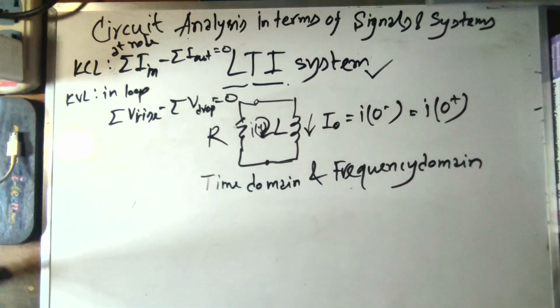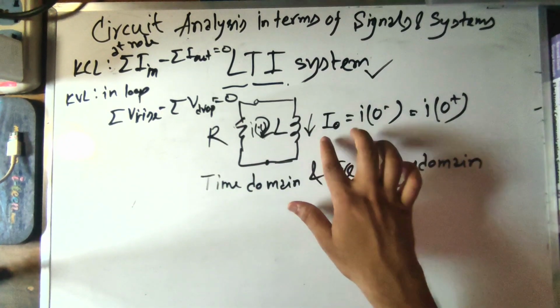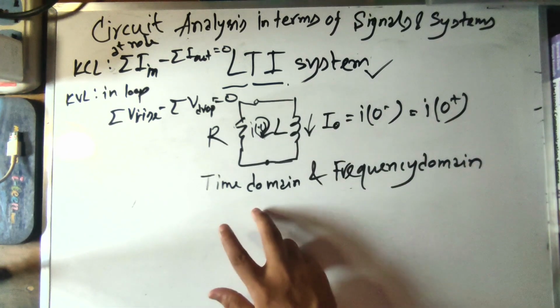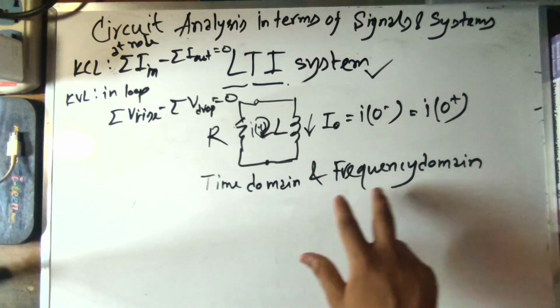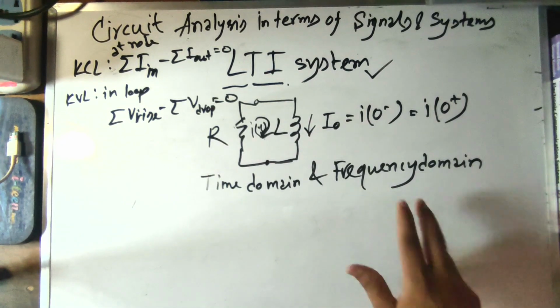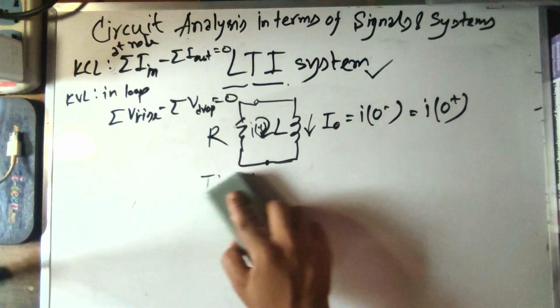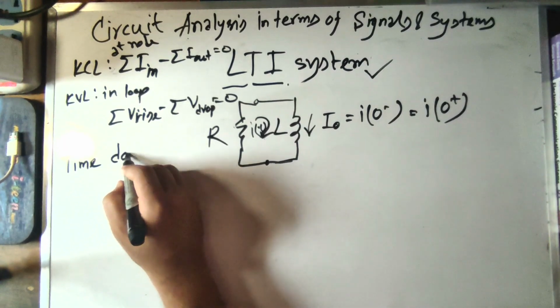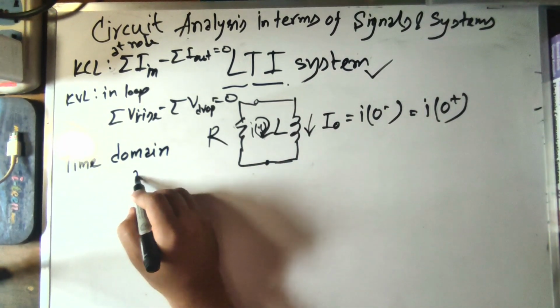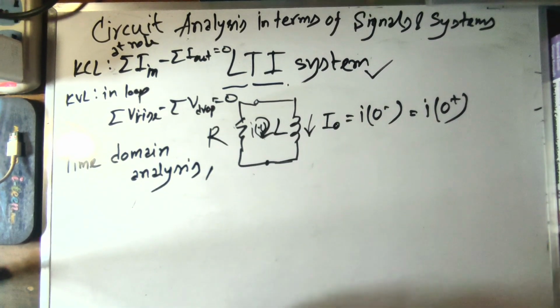As this RL circuit is an LTI system with initial current, we will analyze this circuit in two ways, two methods. One is the time domain method and the other is the frequency domain method. So let us first analyze this circuit in the time domain. So, time domain analysis. By time domain analysis, let us use KVL.